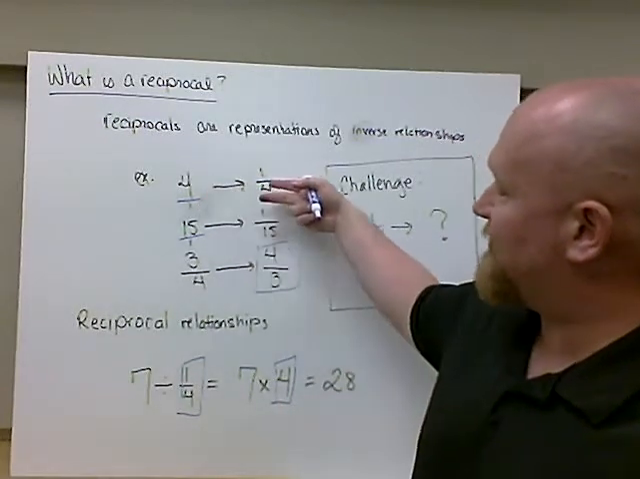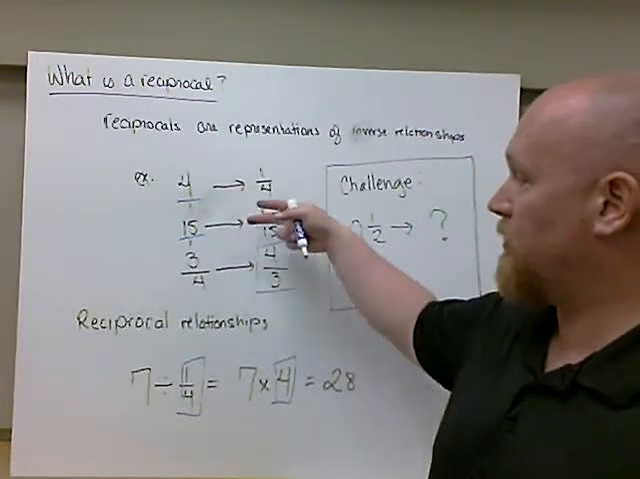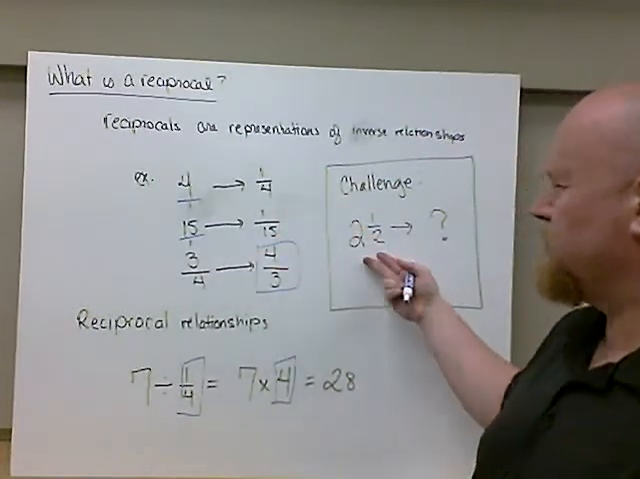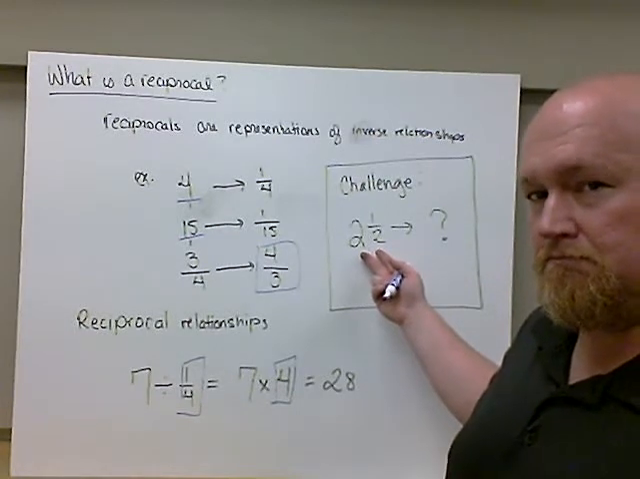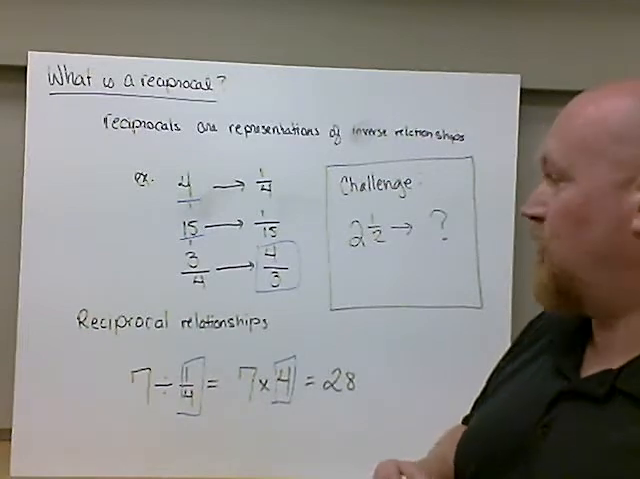If the reciprocal is just flipping a number on top of itself, like 4 becomes 1/4, 15 becomes 1/15, and 3/4 becomes 4/3, what does a mixed number become? Say, 2 and 1/2. Take a moment to figure that out, pause the video, and at the end of the video, we'll talk about that.